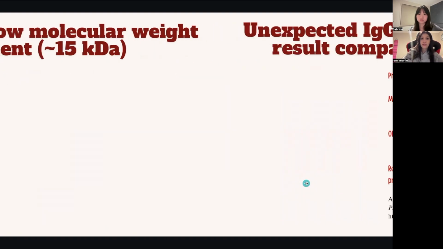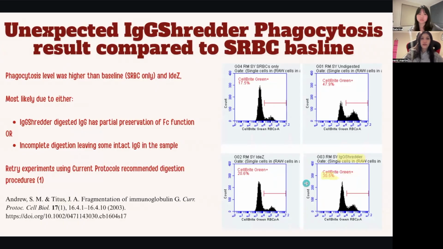Secondly, the phagocytosis assay. Although IgG-shredder reduced Fc-dependent function, phagocytosis level was higher than baseline and IDES, so some Fc-mediated activity occurred. While this can suggest IgG-shredder digested IgG has partial preservation of Fc function, it's unlikely the main explanation. Digestion may have been incomplete and a proportion of IgG may have remained in the sample, as typical enzyme digestion protocols require digestion optimization by assessing a range of incubation times.